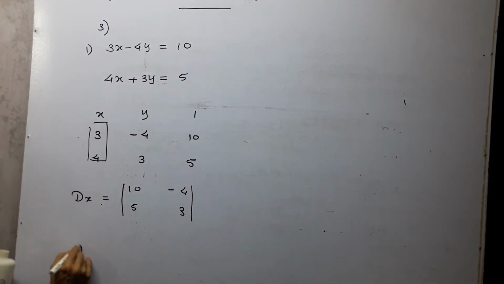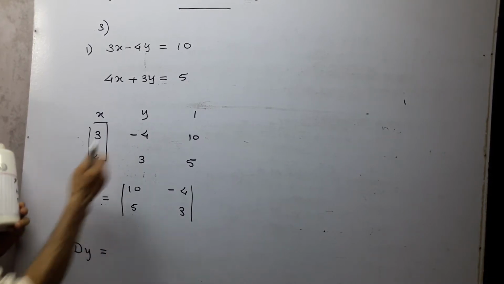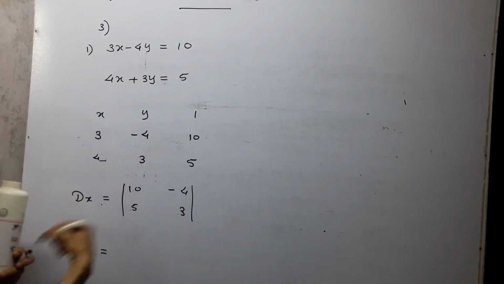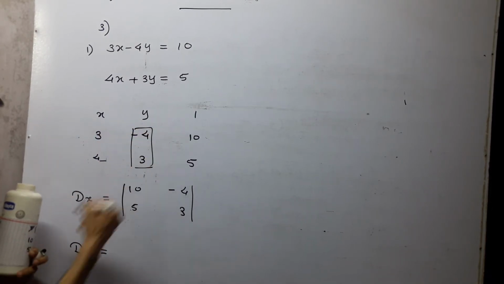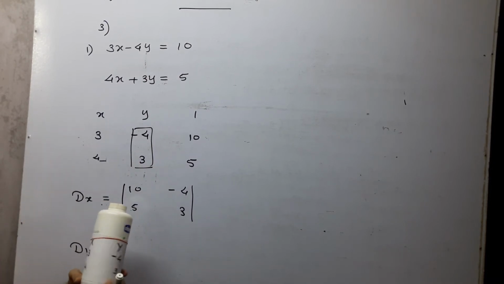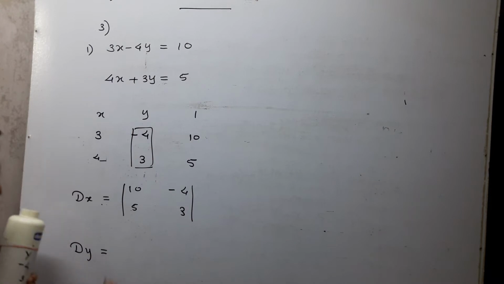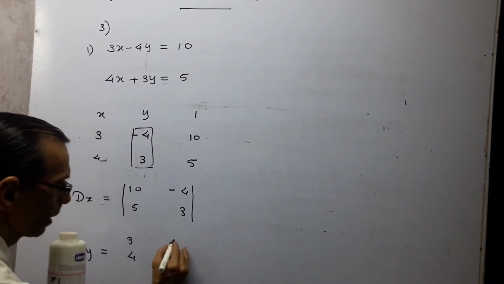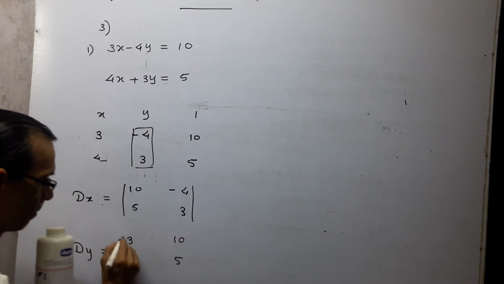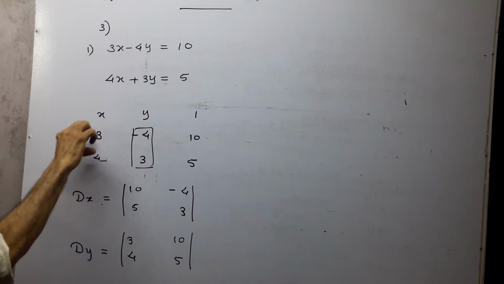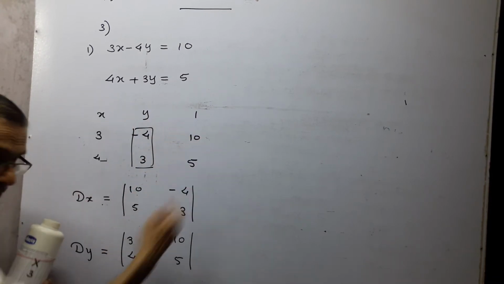Similarly, dy is equal to, now when we have to find dy, forget this, again forget this, and come in this direction. So 3, 4 and again 10, 5. If you go this direction, you get 3, 4 first and then 10, 5.